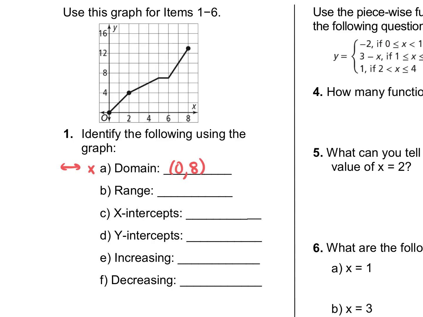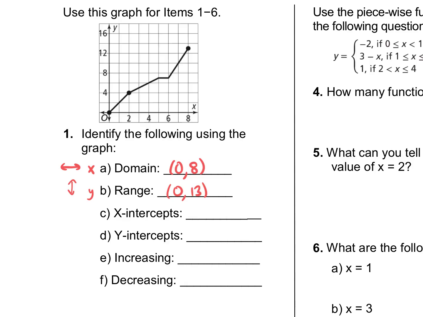Okay, what's range? It's the Y values. Y values, where we go up and down, right? What's my smallest Y value? 0. It is 0. Good. What's my highest Y value? I know some of you put 12.5. It is 13. Okay, but our highest Y value is 13.